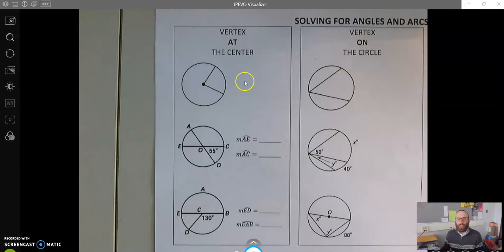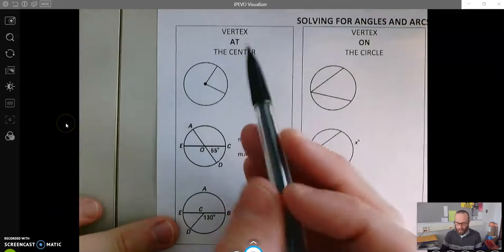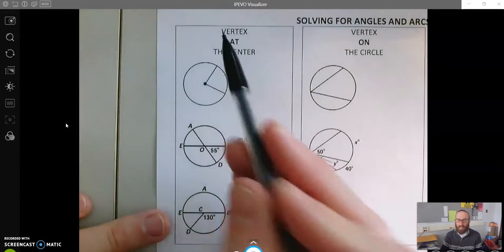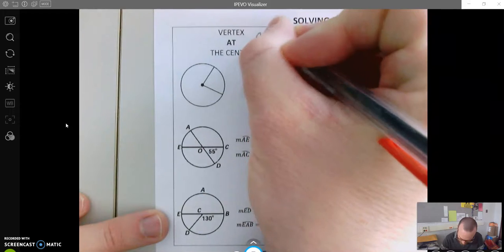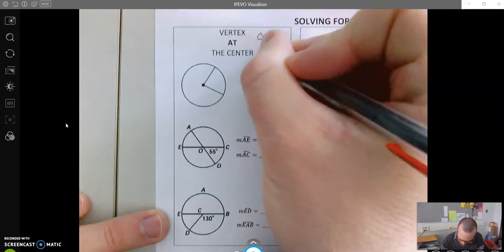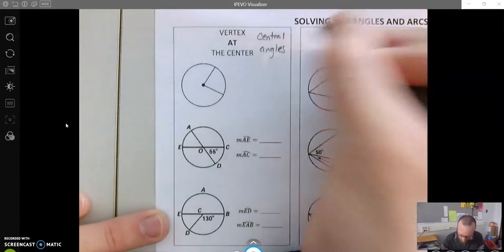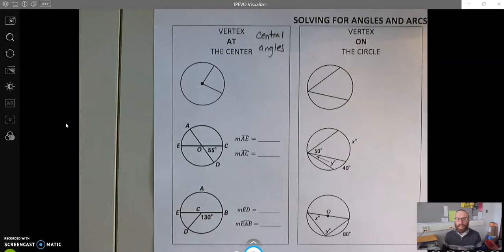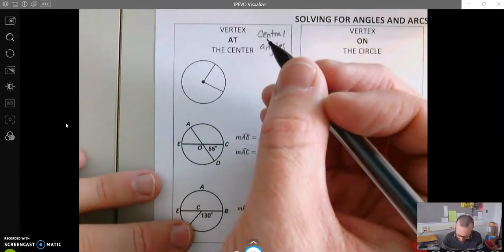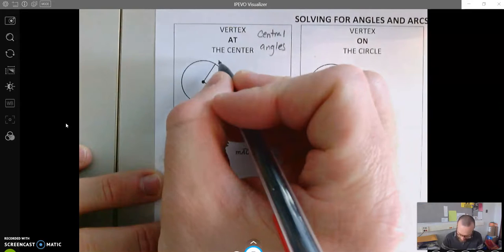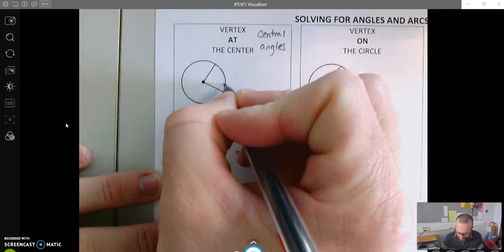Alright, the first thing we're going to talk about is the vertex being at the center of the circle. We've looked at these angles before. They are also called central angles. Central angles, vertex at the center, what we're really looking for is how big this arc is from here to here around the circle and how that compares to this angle.